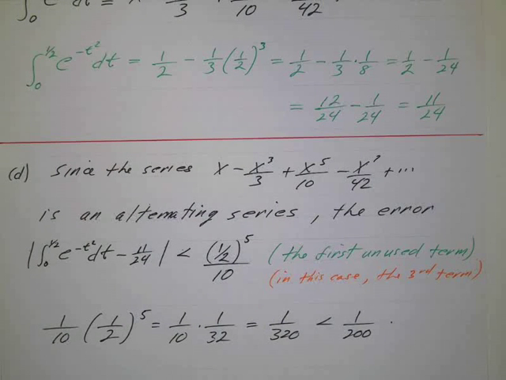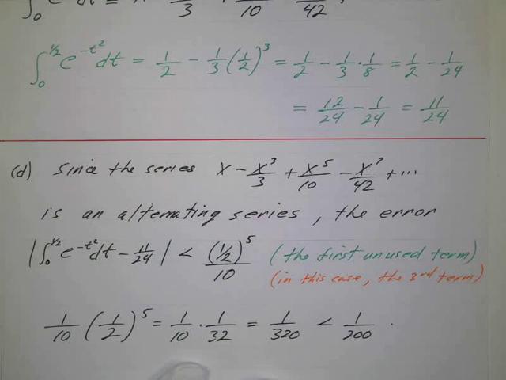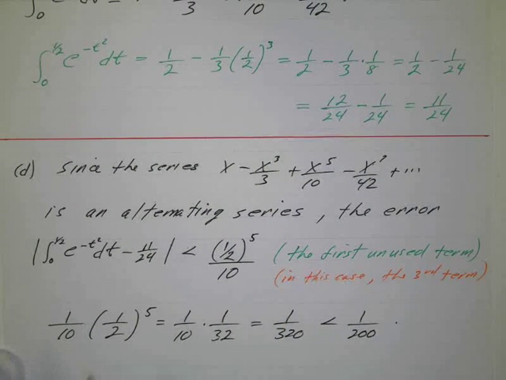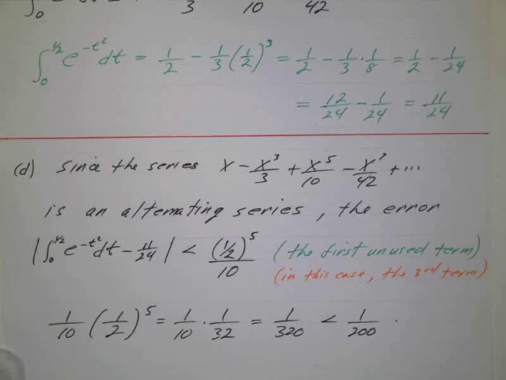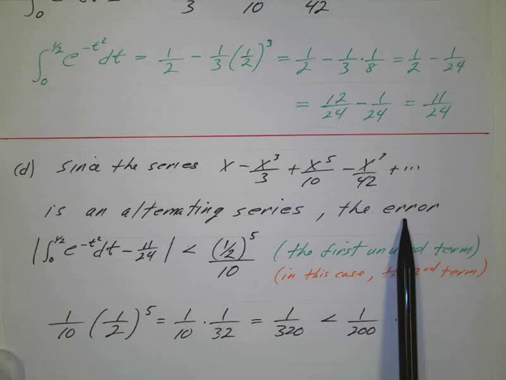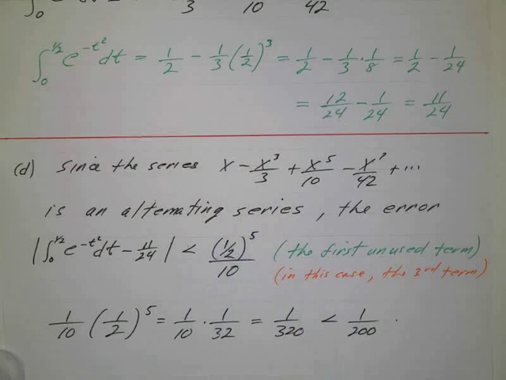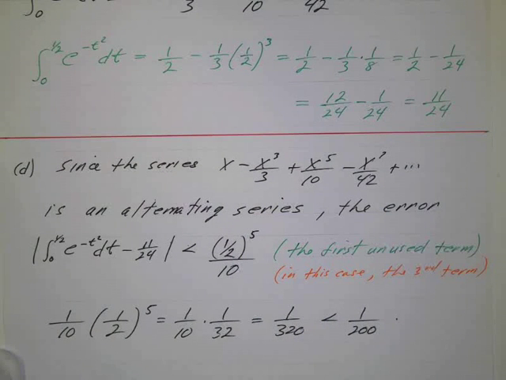Okay. And letter D, explain why the estimate found in part C differs from the actual value of the integral from 0 to 1/2 of e to the minus t squared dt by less than 1 over 200. Well, we're looking for the error. Now, we don't have to do the Lagrange error bound because this is an alternating series, and it's going to converge because it's decreasing. You can tell that the terms are decreasing, so you can tell that it's an alternating series.